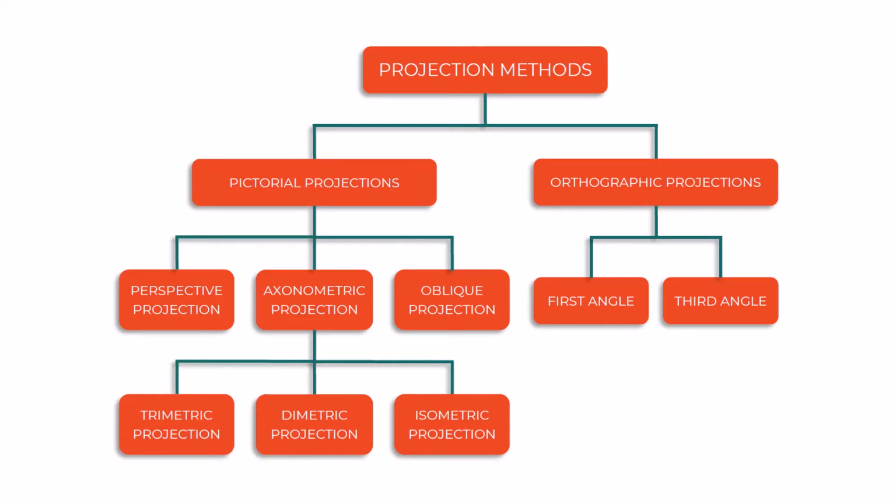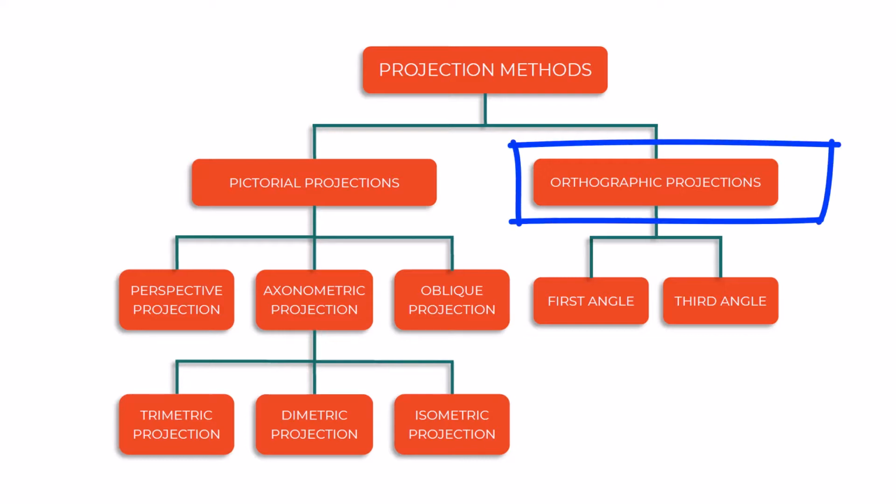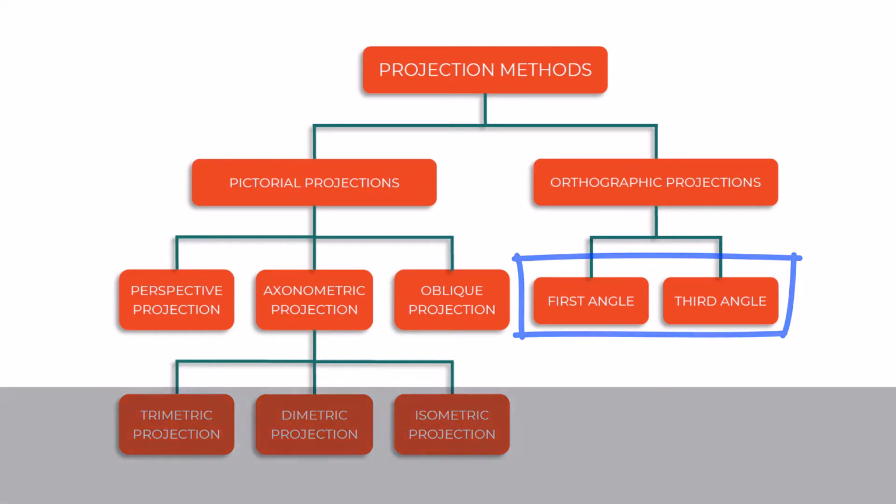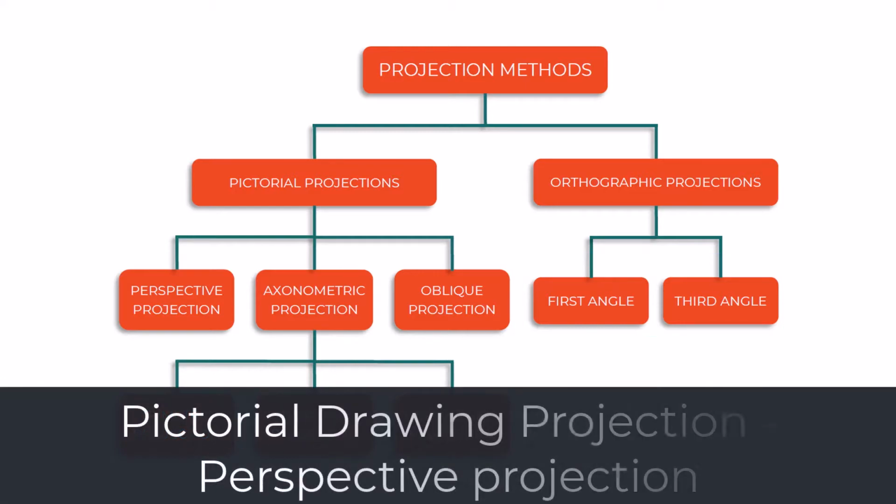An object's orthographic projections give a two-dimensional representation, 2D, on a two-dimensional plane, paper. Working with orthographic projections, we specify object features to the point where an object can be manufactured. We can divide the orthographic projection into the first angle projection, preferred in Europe, and the third angle projection, preferred in the USA.